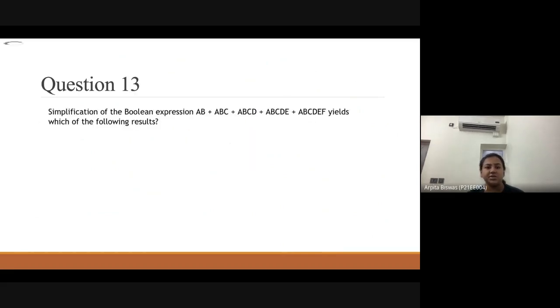So this is question number 13. Simplification of the Boolean expression AB plus ABC plus ABCD, then ABCDE and then plus ABCDEF yields which of the following results? Just simplify it and then tell me what is the right answer. And in that case also, how many gates are required? Simplify it and tell me how many gates are required to satisfy this expression.